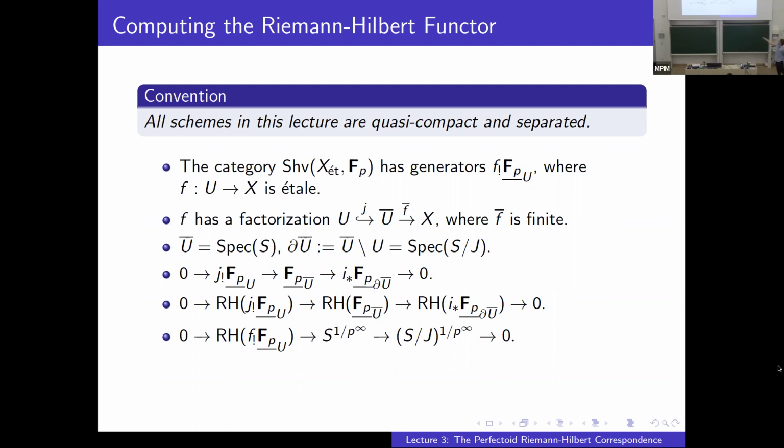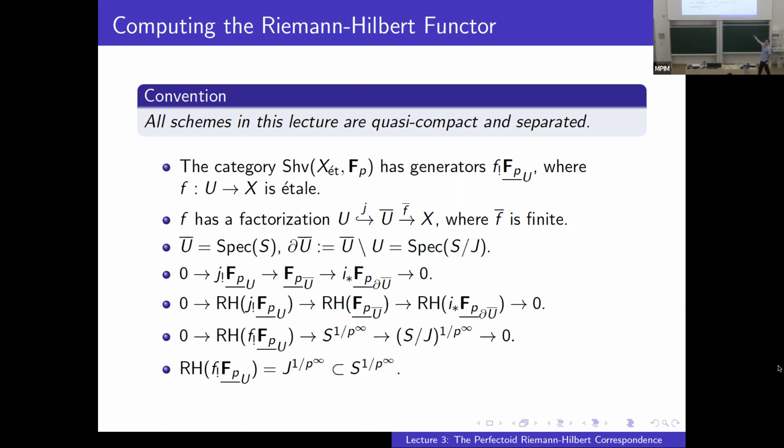The thing in the middle, that's the Riemann-Hilbert functor for S applied to the constant sheaf, so it gives the perfection of S. And the thing on the right, by the same argument, gives the perfection, well, not of S now, but of the coordinate ring of the boundary, which is S mod J. And so from this, you can read off what you wanted, the Riemann-Hilbert functor applied to this generator. It's what you might call the perfection of the ideal J. It's an ideal in the perfection of S, which is generated by elements of J and all their p-power roots.